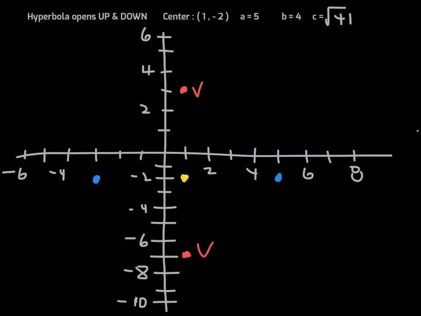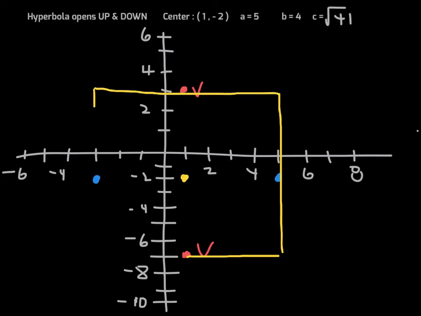And like I showed you in the previous example, I am going to draw a rectangle through these 4 plotted points, the 2 vertices and these 2 blue points here. The extended diagonals of the rectangle will be the asymptotes for my graph. So let's see if I can do this here. Let's go through this vertex here, through this point, up to the other vertex here, through this blue point there, and through the other vertex there. Cool?